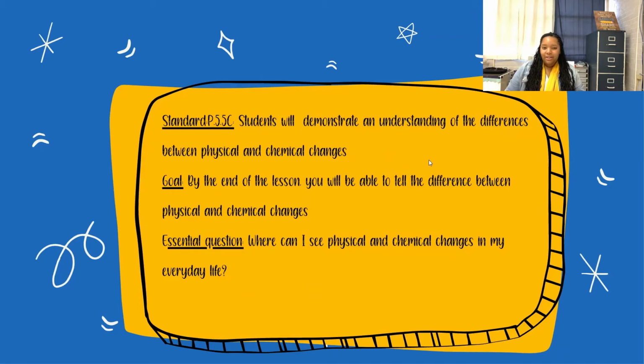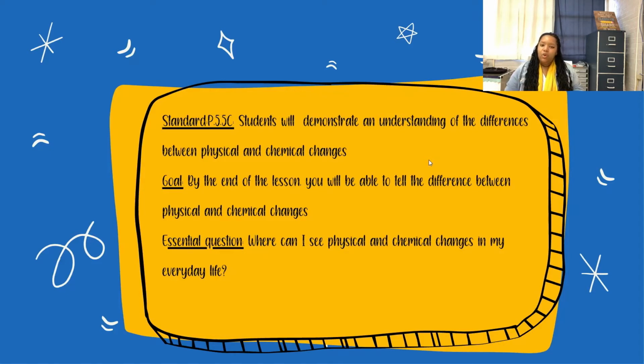So, the standard that we will be focusing on today will be standard P.5.5.C, which states that students will demonstrate an understanding of the differences between physical changes and chemical changes. So, that's our goal for today. We simply want to be able to tell the difference between the two types of changes.